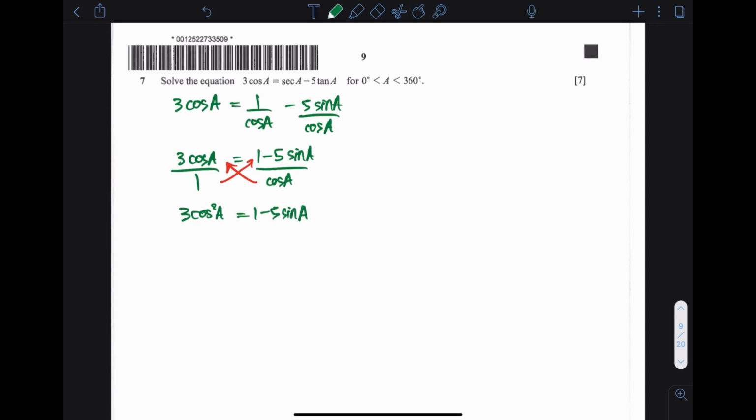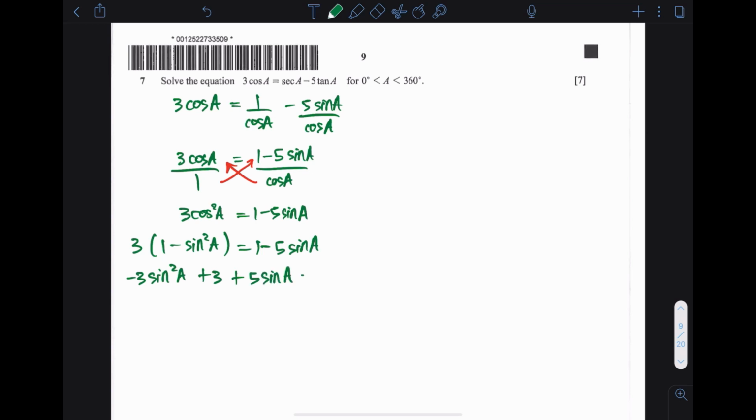Now we are down to 2 trigos only, and I'll just change cosine square into sine square. The formula is cosine square A is 1 minus sine square A, from the sine square plus cosine square equals 1 formula. Just manipulate this, giving us these values. Let's move everything to the same side. We are going to get this. Simplify further, giving us 3 sine square A minus 5 sine A minus 2 equals 0.